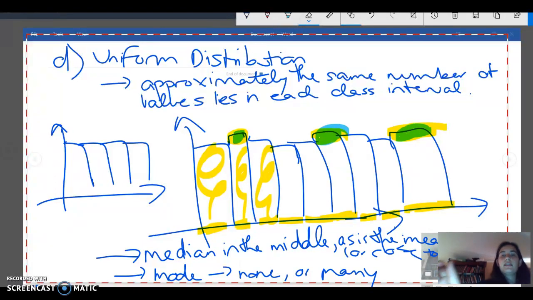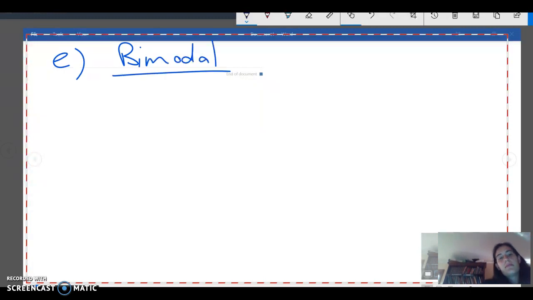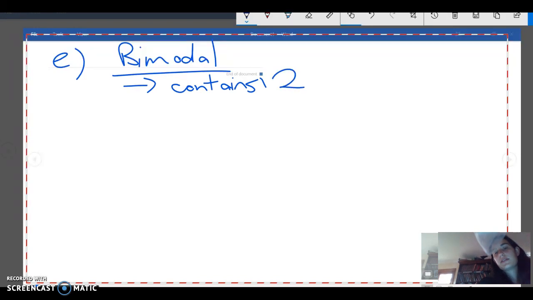Alright, we're getting there, promise. Bimodal. Keep watching. Bimodal means it contains 2 distinct peaks, as there are 2 modes.